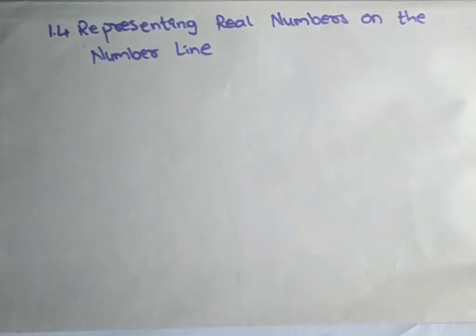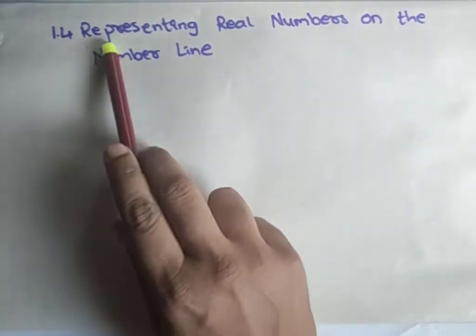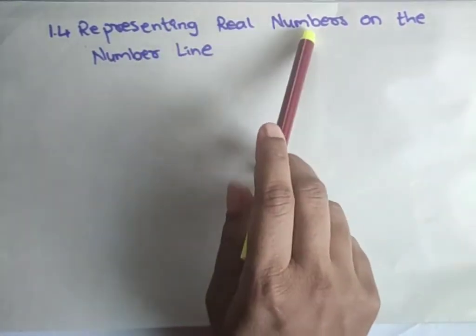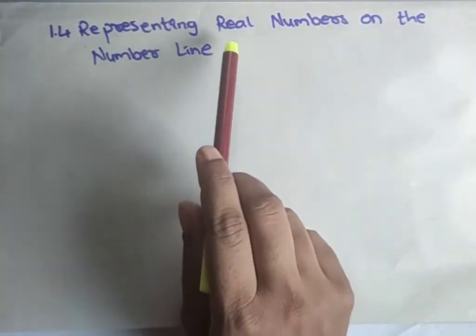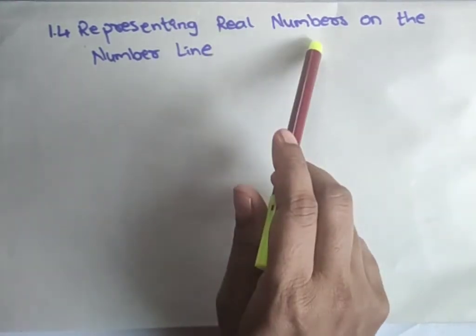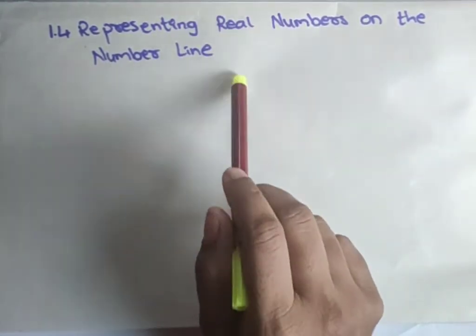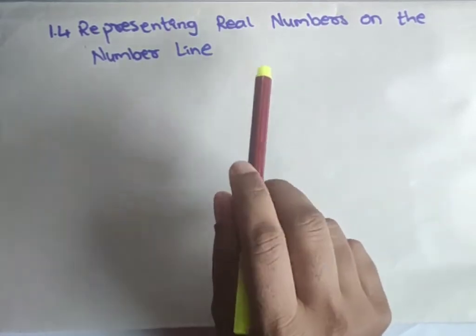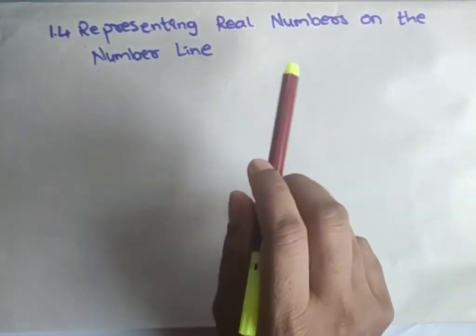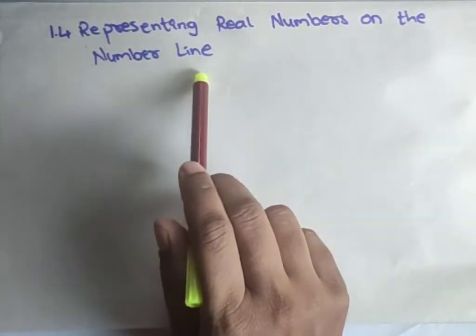Now we will move to the next exercise, 1.4. In that you are going to learn representing real numbers on the number line. See here, real number means what? All rational and irrational numbers. Now all rational and irrational numbers can be represented on the number line.